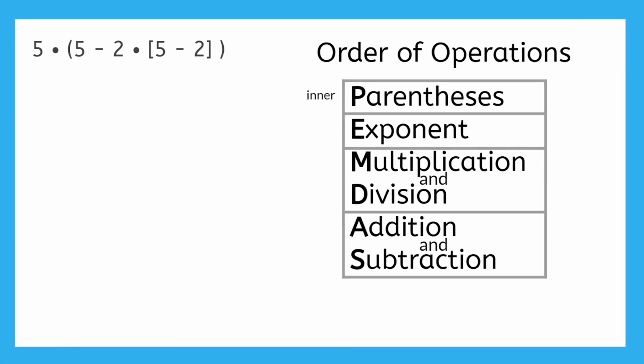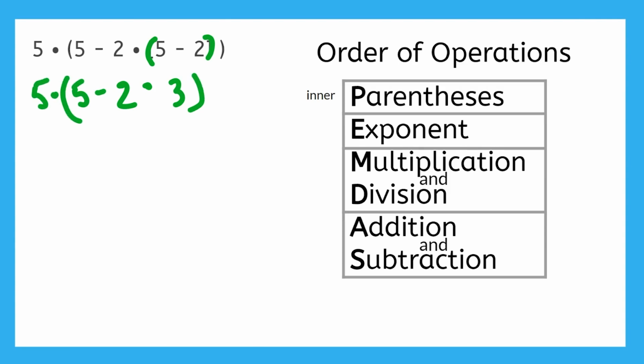First is parentheses. Remember, when there are multiple sets of parentheses nested inside each other, we start with the inner set. So that would be this part. So you replace that, and everything else stays the same.